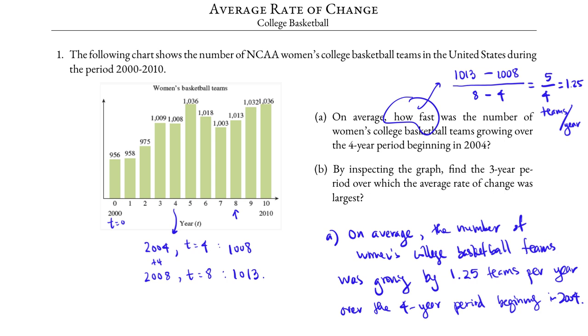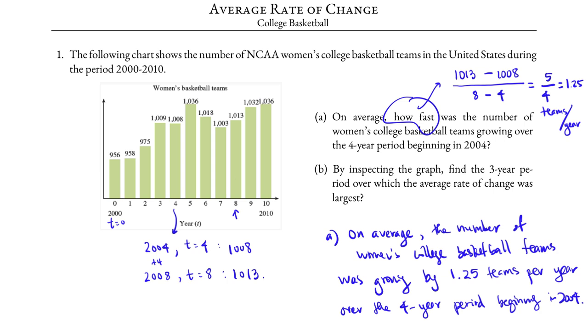This rate is only good for the 4-year period beginning in 2004. If we were to use a 4-year period beginning in a different year, we will not get this 1.25. And even if we do, it is simply a coincidence, so we have to compute it using the corresponding information.